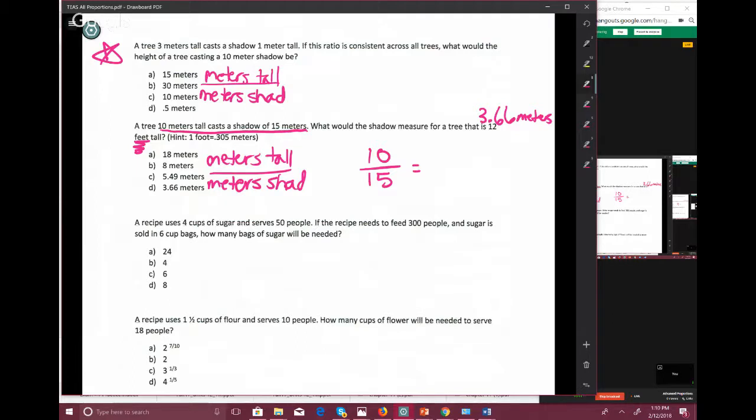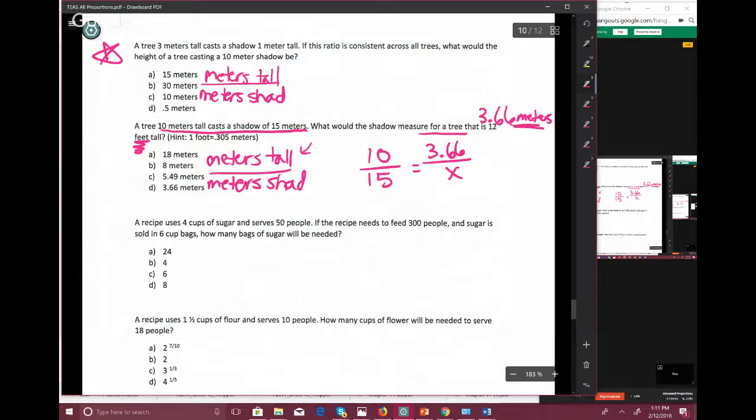Now, what was this number? This was a height for a tree. So that was a meters tall of a tree. Now that we've got it in meters, we can put this 3.66 here. That way we're fitting our meters tall to meters of shadow specs. We put X underneath. And now we're going to be able to do our typical proportion, 3.66 times 15, and then divided by 10, and you should come out with 5.49.